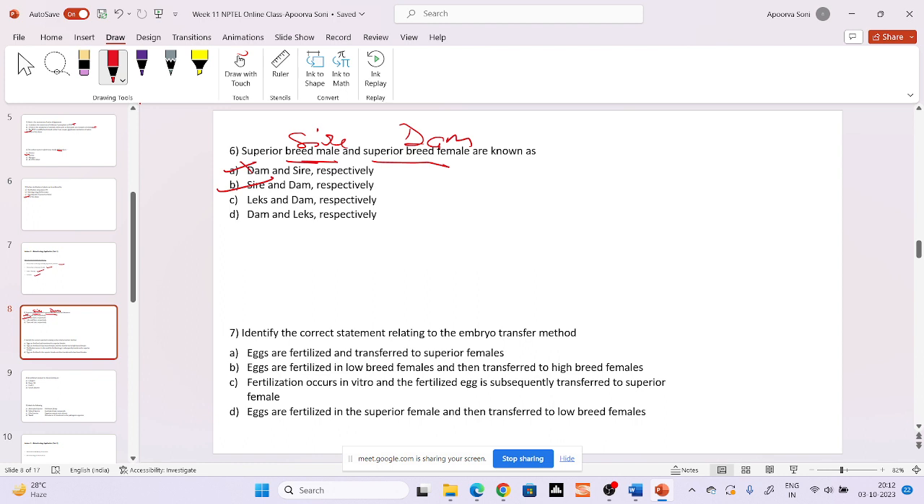Okay, so what is option D? Eggs are fertilized in superior female and then transferred to low breed females. Yes. So basically, fertilization always occurs in the superior female, which is known as dam, and then it is transferred to the low breed females. Fertilization does not occur in vitro. They are not transferred to superior females, and eggs are not fertilized in low breed females. So D is the correct answer.